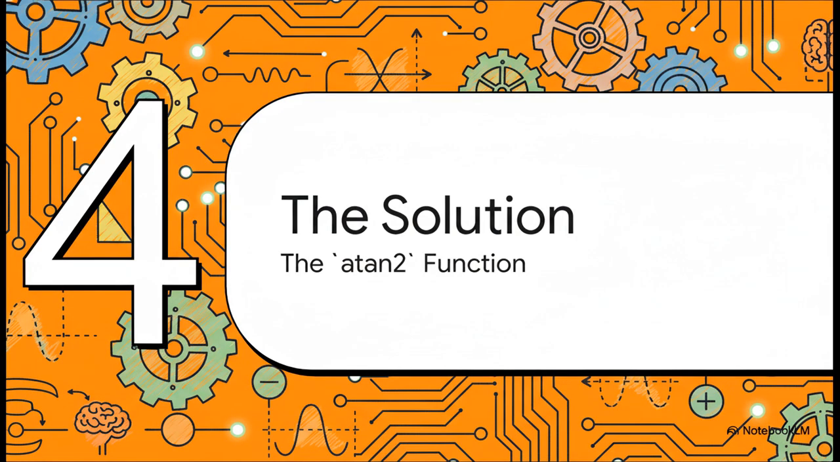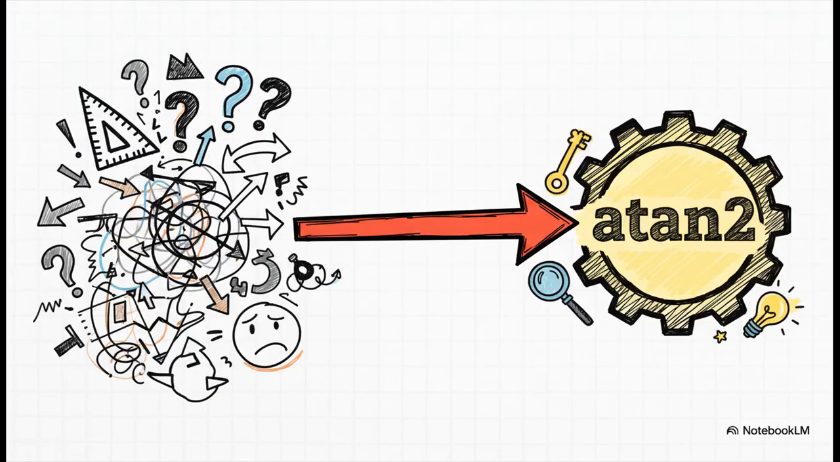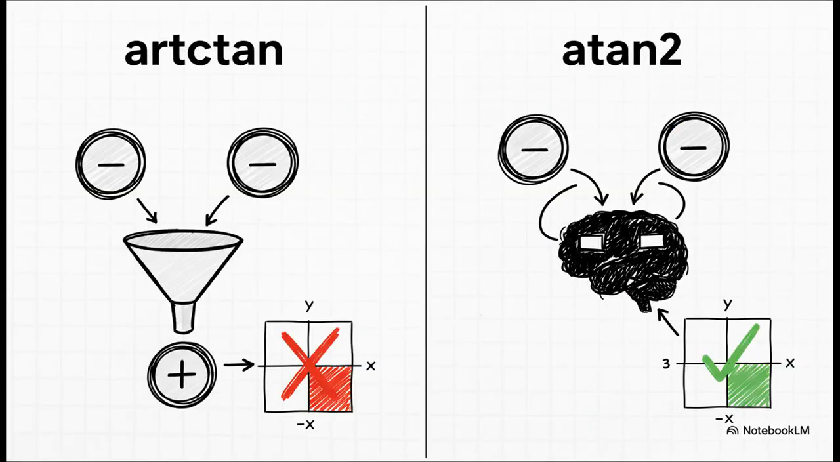So clearly that old way is broken. We need a smarter tool, one that doesn't get confused by a couple of minus signs. And thankfully, computer scientists and mathematicians already built one for us. And that's where our hero comes in, atan2. It might look similar to arctan, but it's a fundamentally different and way more powerful function. And you'll find it in pretty much every programming language out there, because it was made to solve this exact problem. So what's its secret sauce?